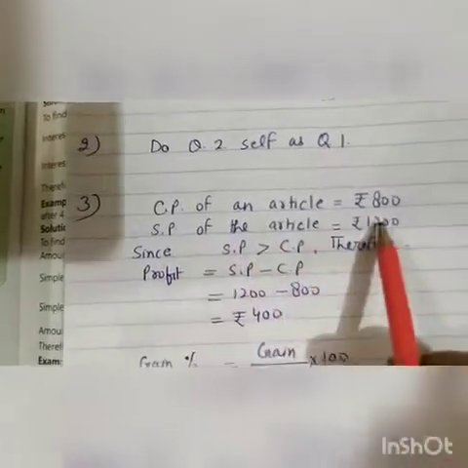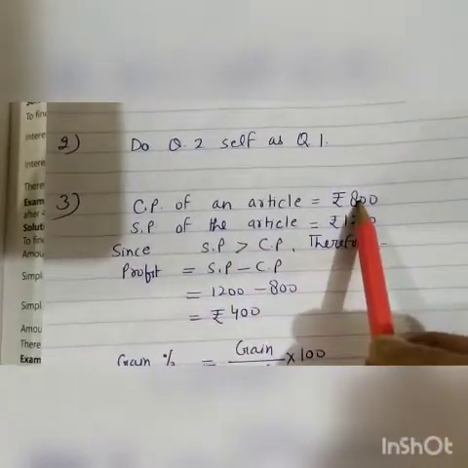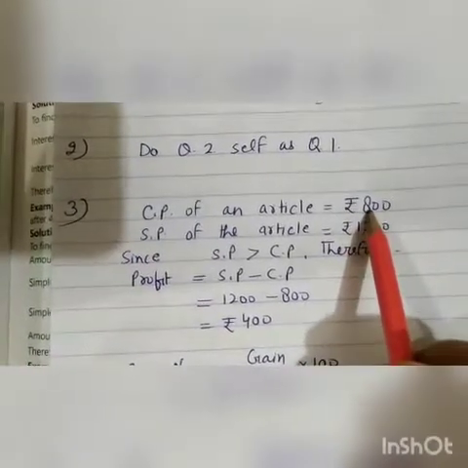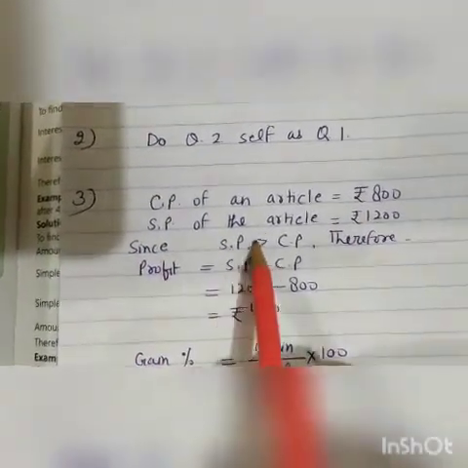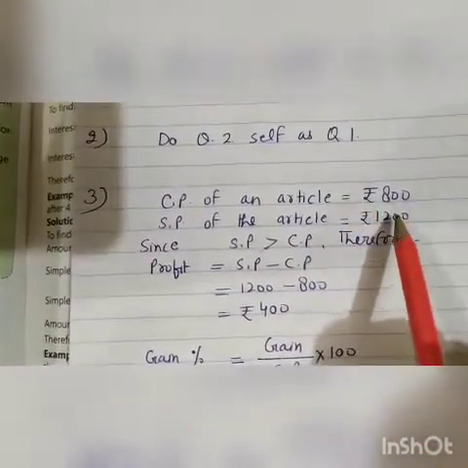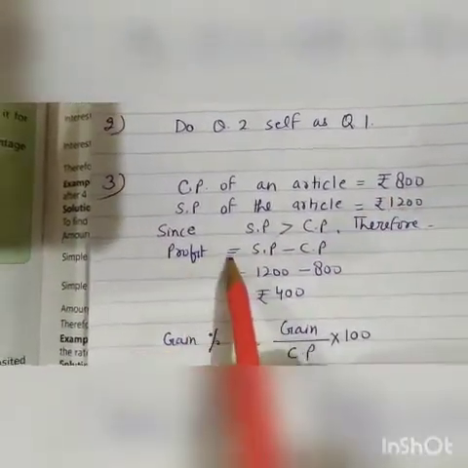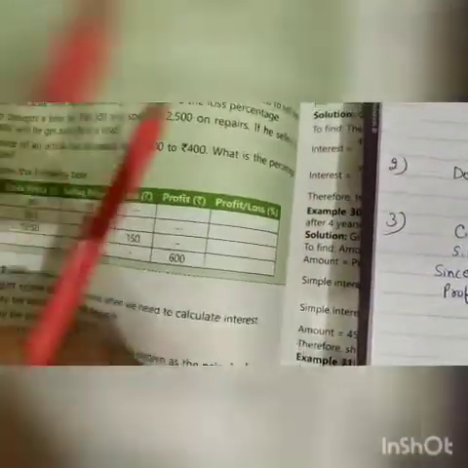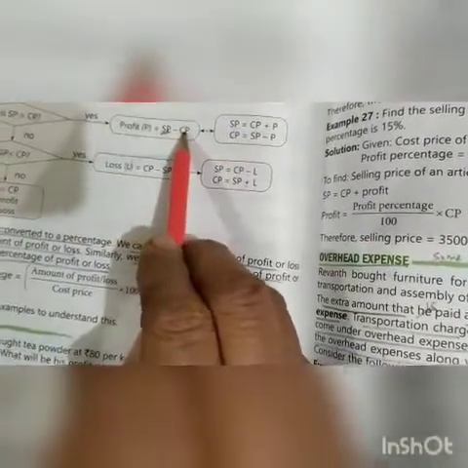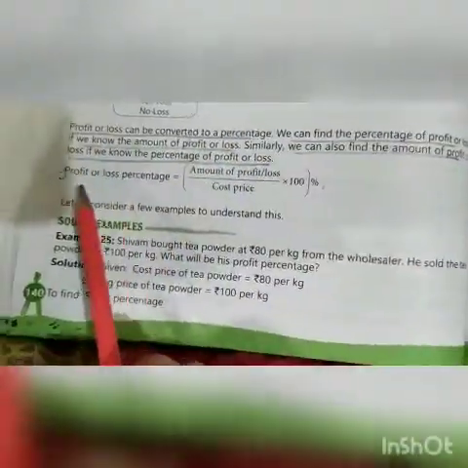Since here selling price is greater than cost price. Selling price is 1200, which is more. 1200 is greater than 800. So since selling price is greater than cost price, therefore here it is profit. Profit we can find out. How can we find out profit? See here. Profit is equal to SP minus CP, and we will use this formula.